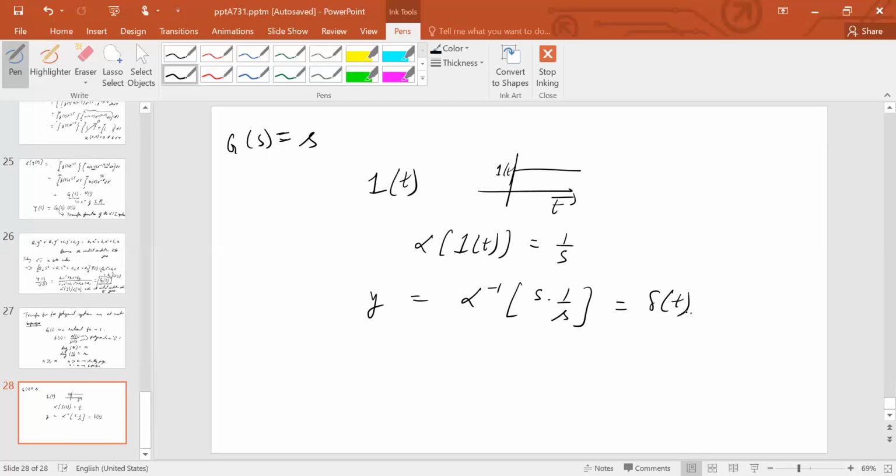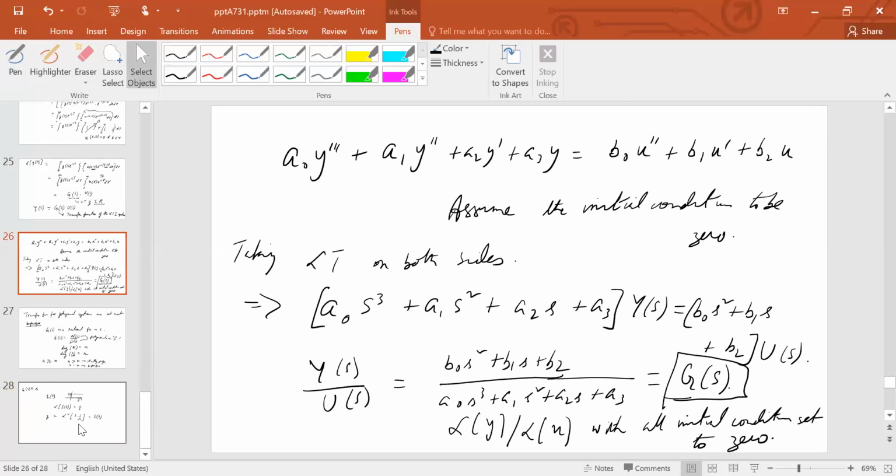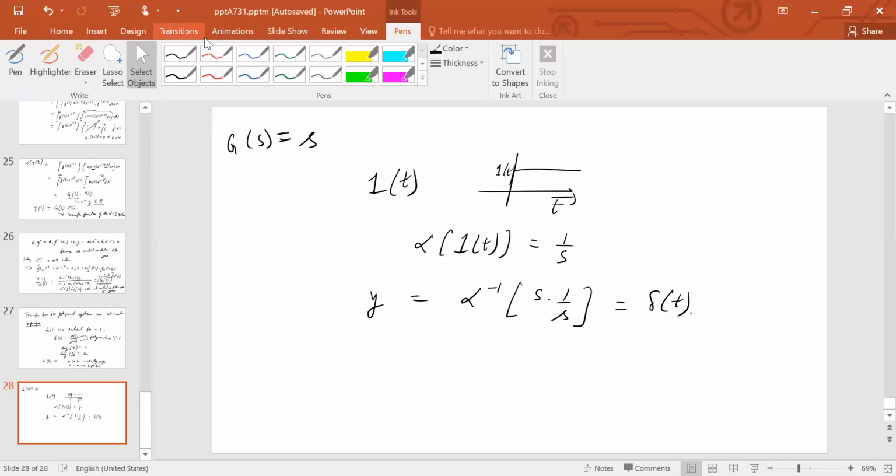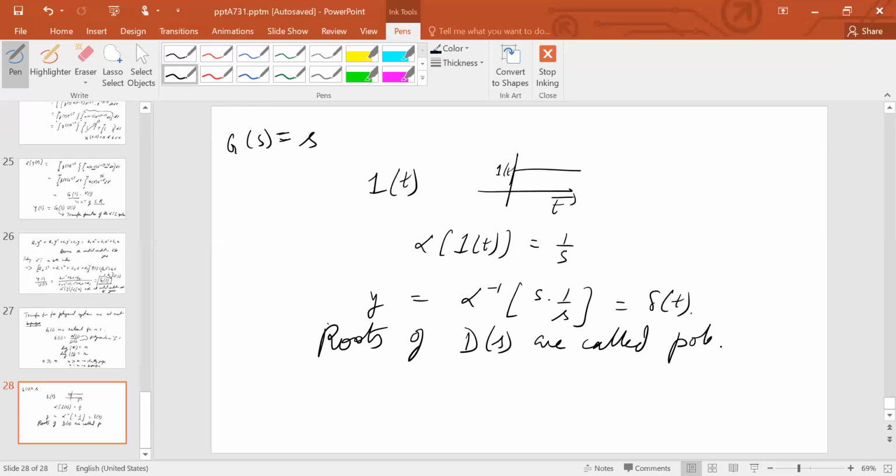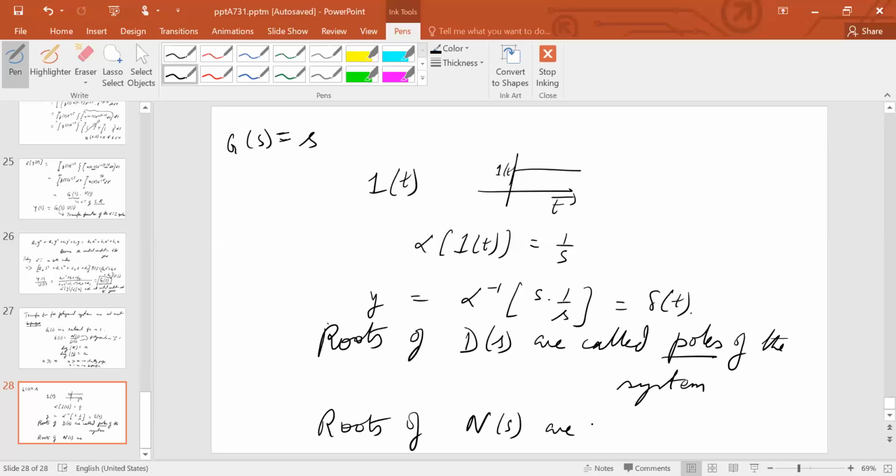All right. Certain other important things here. Another definition, and then we'll close this module for today. So roots of D(s) are called poles of the system, and roots of N(s) are the zeros of the system.